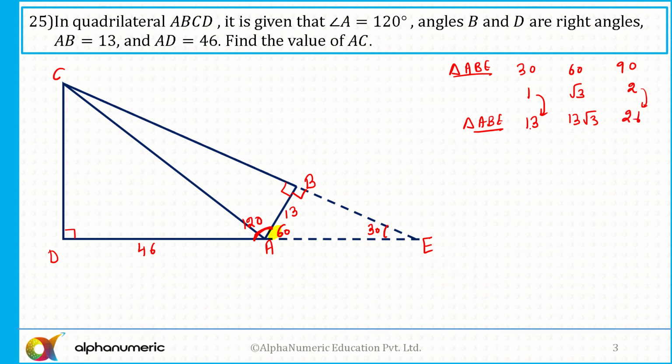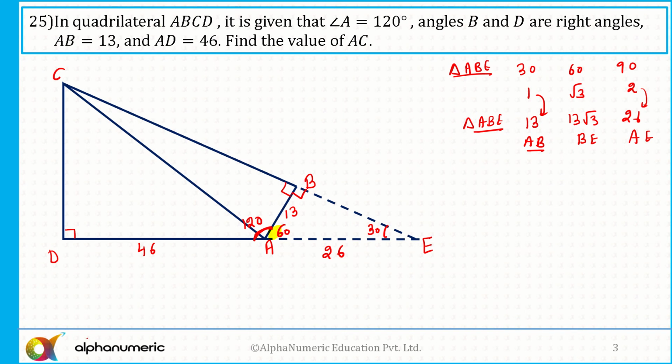And opposite to 30, the side is AB, so AB is 13. Opposite to 60 degrees in this triangle is the length of BE, so BE is equal to 13 root 3, and opposite to 90 is the length of AE. So AE is 26. I can write down that AE is equal to 26 here.